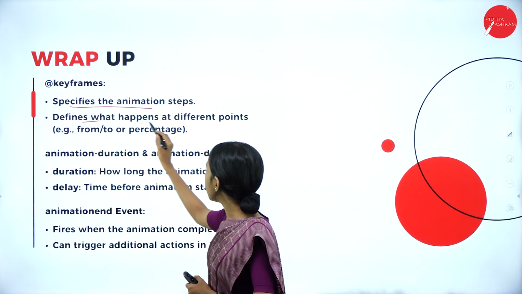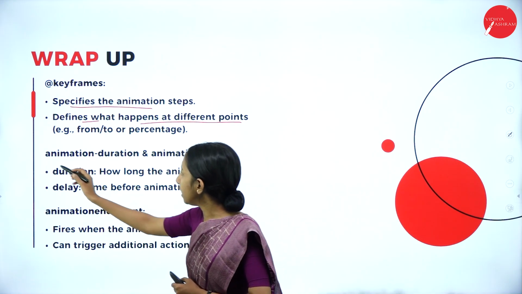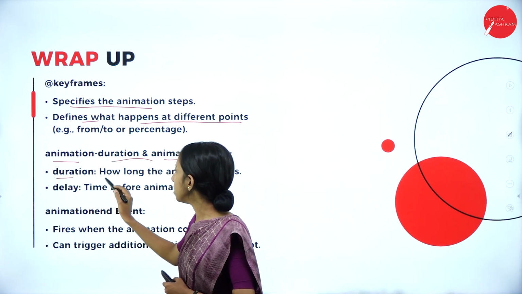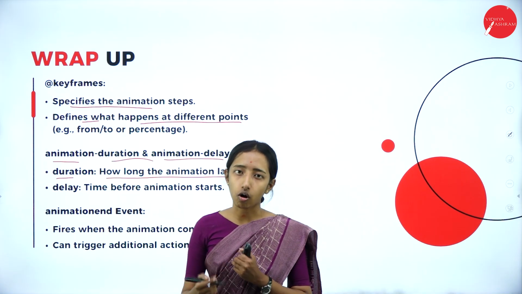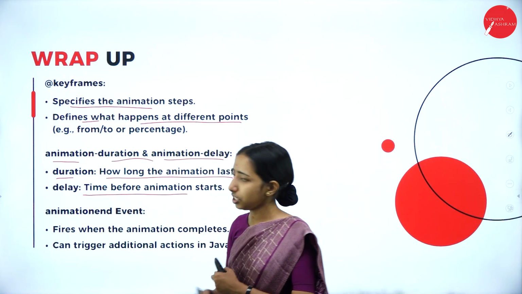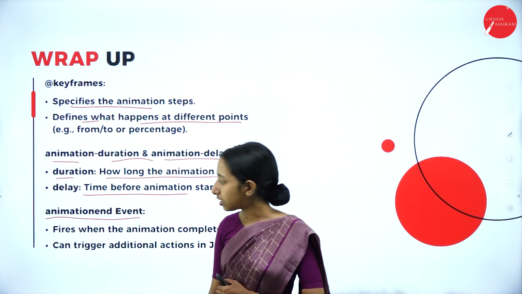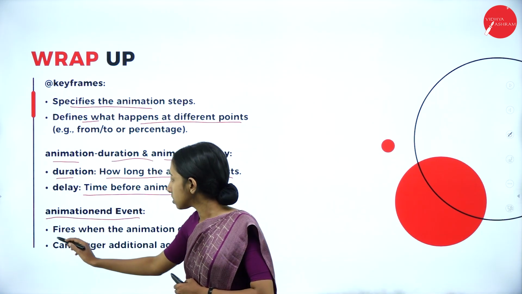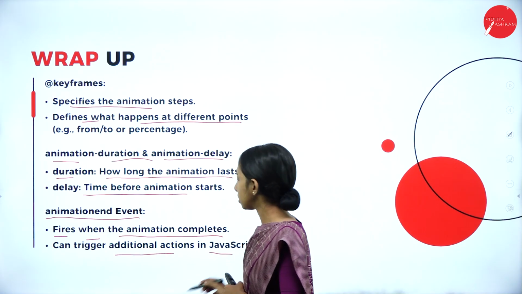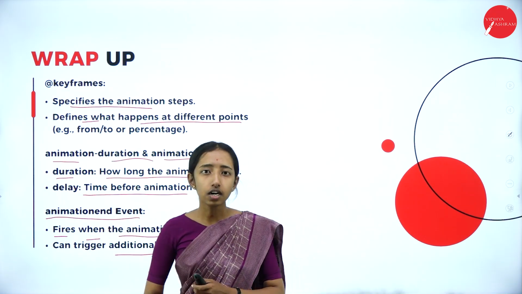Here we define the different points from 0 to 100 percent. And there is animation duration and delay. Duration means how long the animation lasts, like 2 seconds or 3 seconds, and delay means the time before the animation starts. Next we have the animation event, the animationend event. It fires when the animation completes and can trigger additional actions in JavaScript, which is where we use it particularly.